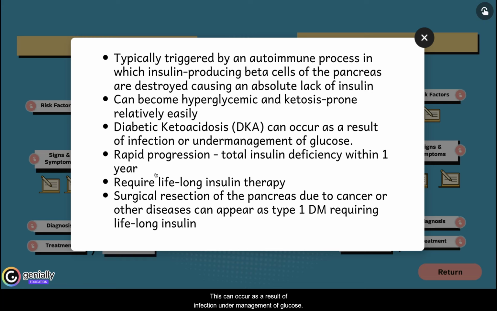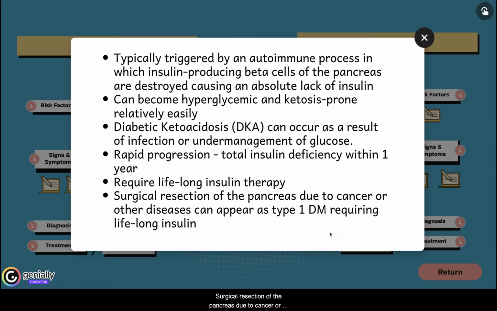This can occur as a result of infection or undermanagement of glucose. That's why it's extremely important in people who are diabetic to monitor for infections, because that can cause hyperglycemia in them. And for type 1s, when their blood sugars get too high, they're prone to DKA, diabetic ketoacidosis. It's a rapid progression. Total insulin deficiency occurs within a year of being diagnosed. They require lifelong insulin therapy.